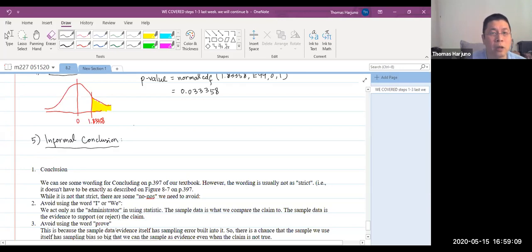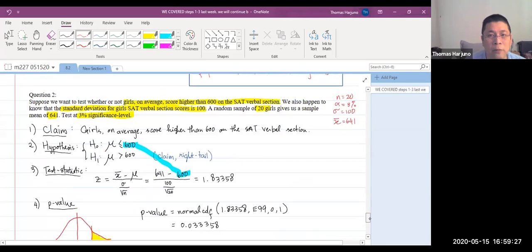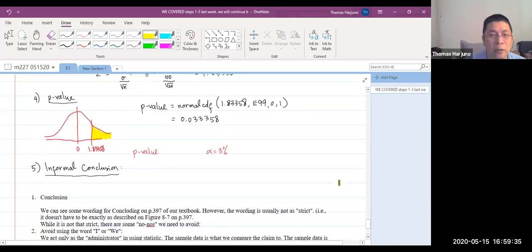Now notice that the p-value is greater or less than alpha. My alpha is 3%. That's given in the question earlier. The alpha is 3% here, right? The alpha is 3%, and my p-value is 0.033 something. So which is greater? The p-value is greater, right?